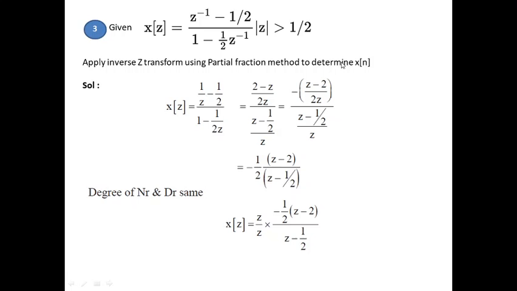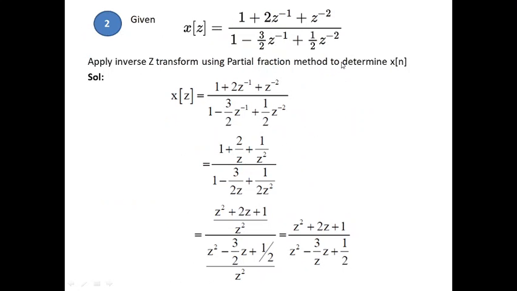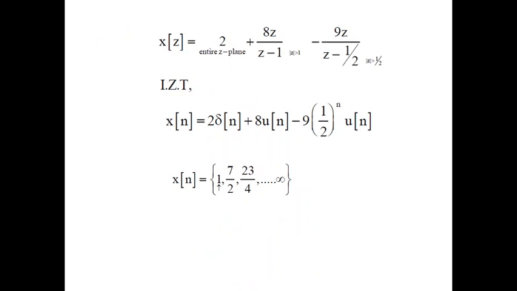In this given problem, the ROC has not been specified. So let us assume that the ROC is to the outer side of the outermost pole. So we are taking the individual ROCs also to be to the outer side. Since we have 2 here, there is no denominator, which means there is no pole and the ROC is the entire z plane. Here the pole is z equal to 1, so modulus of z greater than 1. Here the pole is z equal to 1 by 2, and hence modulus of z greater than 1 by 2.